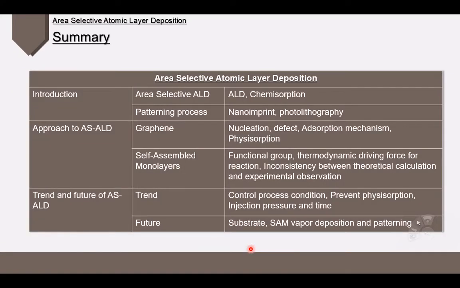The table is a summary of today's presentation. Area selective ALD is necessary due to the limits of other patterning technologies, for example, photolithography and nanoimprint. At the initial period, graphene was used as a blocking material. However, as the process proceeds, nucleation forms at defect sites, and synthesis of defectless graphene also has hurdles. Self-assembled monolayers have been tried as a blocking method. They can be formed by an easy process, but as cycles are repeated, there is also nucleation of the deposition reaction. For high selectivity, there are many trials to maintain SAM chains by controlling injection conditions.